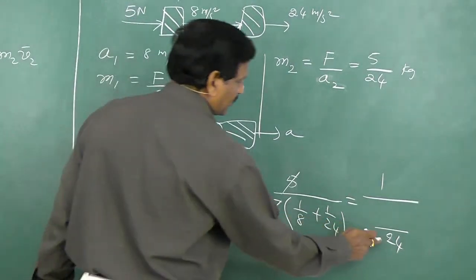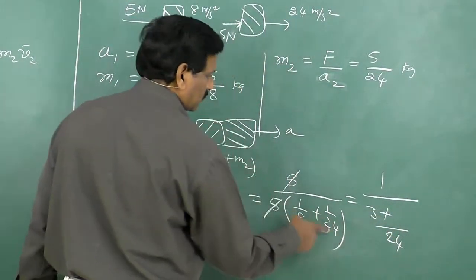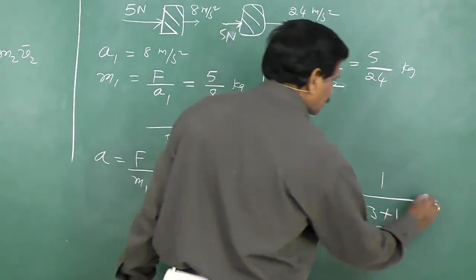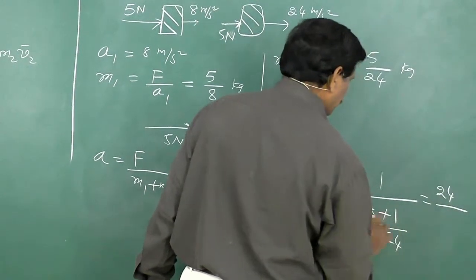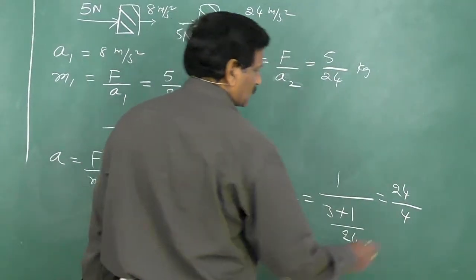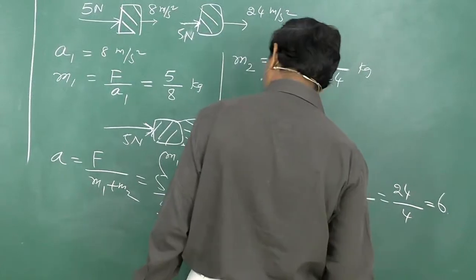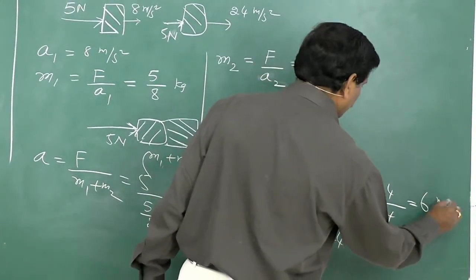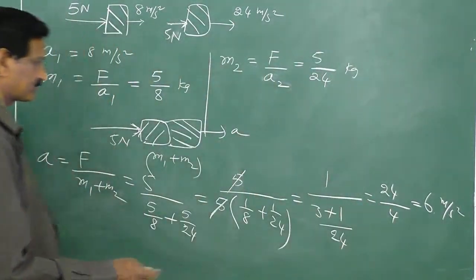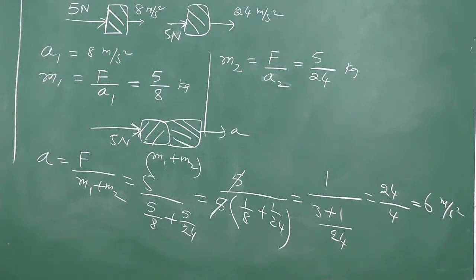So this is 8, 3 times, so 3 plus 1 time. So this is 24 by 3 plus 1, 4. This is 6. So 6 meter per second square. This is the acceleration produced in the combined mass.